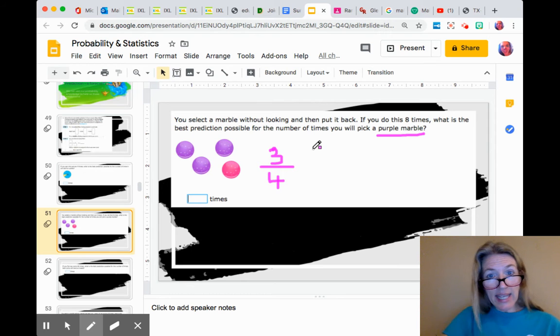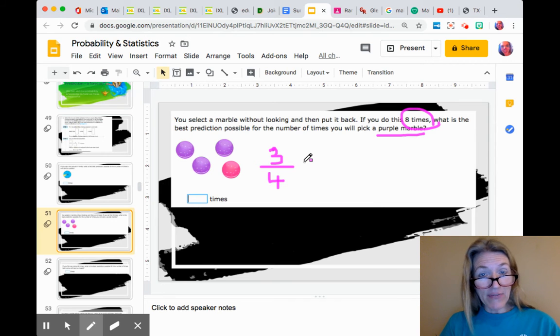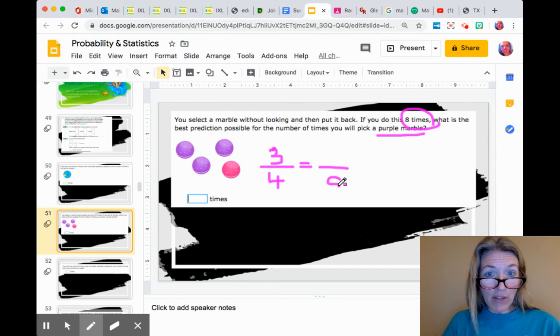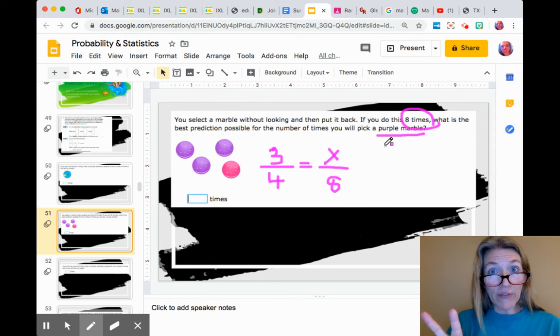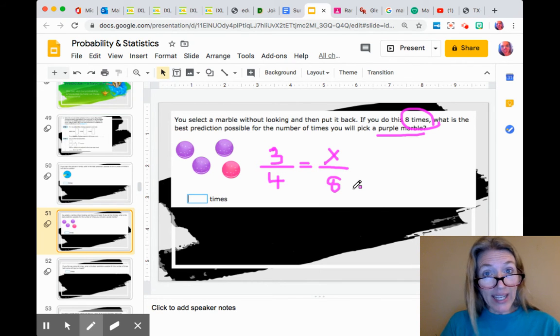Now it's asking, what happens if I picked 8 different times? In that case, I'm going to set that up in a proportion, and I'm putting this number 8 in my new ratio's denominator. Then I'm going to put an X in the numerator. Now I can solve this proportion 2 different ways. I can cross multiply and divide, or I can solve through scaling.